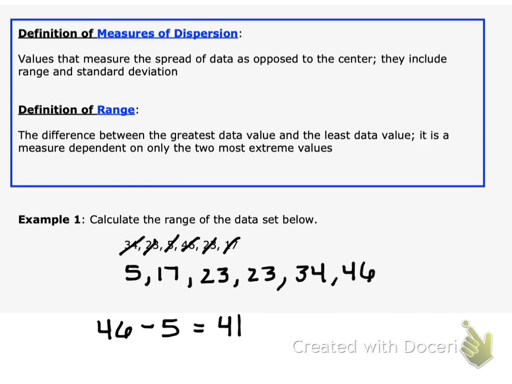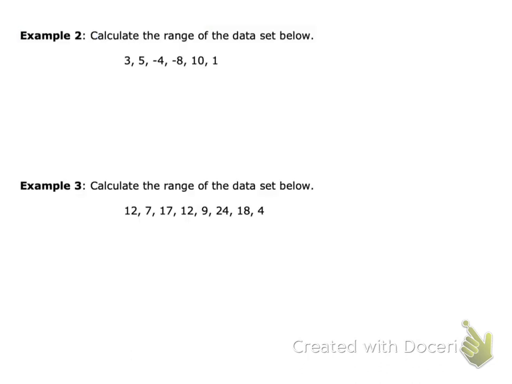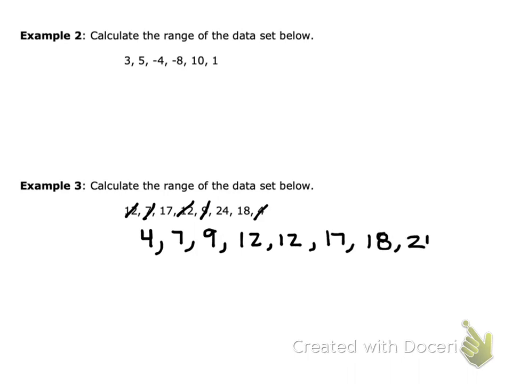Let's look at example 2. So putting these in order from least to greatest: 4, 7, 9, 12, 12, 17, 18, 24. For our range, we're going to take that 24 and subtract 4 from it to get a range of 20.